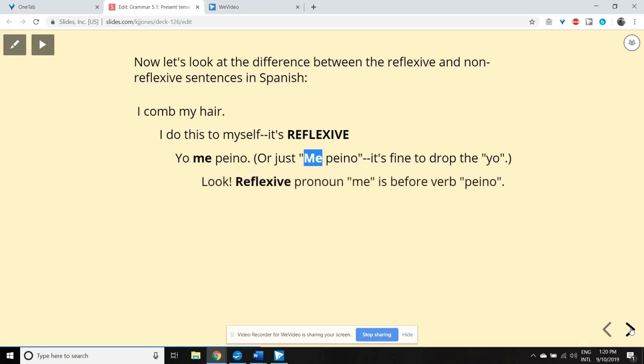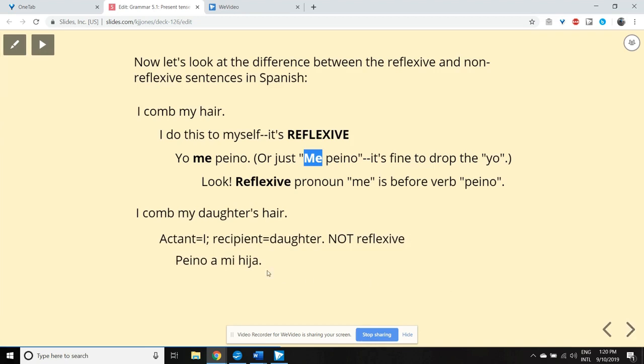Again, this action is reflexive. What crops up in front of the conjugated verb? A reflexive pronoun. And one last non-reflexive example, right? In this, I am the actant, but my daughter is the recipient, so this is not reflexive. Let's look at the Spanish sentence. It's just peino a mi hija.